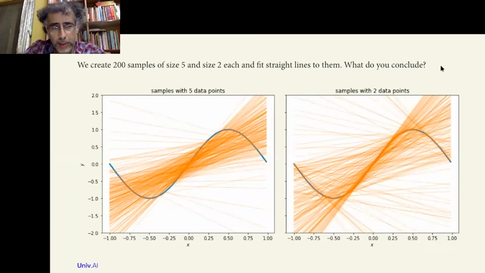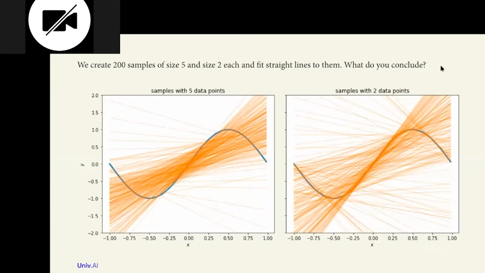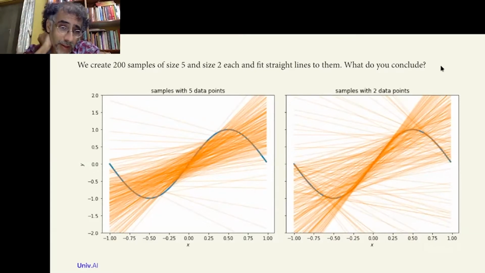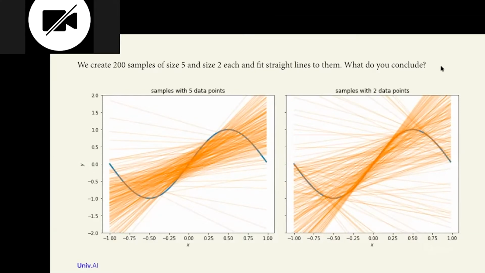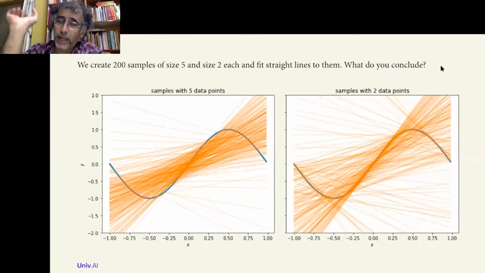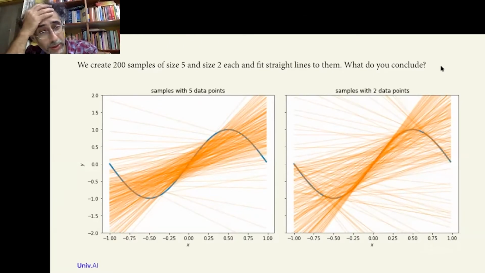Okay, so what's your observation about the left side graph? More precise. More concentrated. There is a concentration, right? Yeah, there's a concentration. It's more precise. Even though I've only used straight lines, the straight lines seem to want to line up with each other. Can somebody explain to me why?